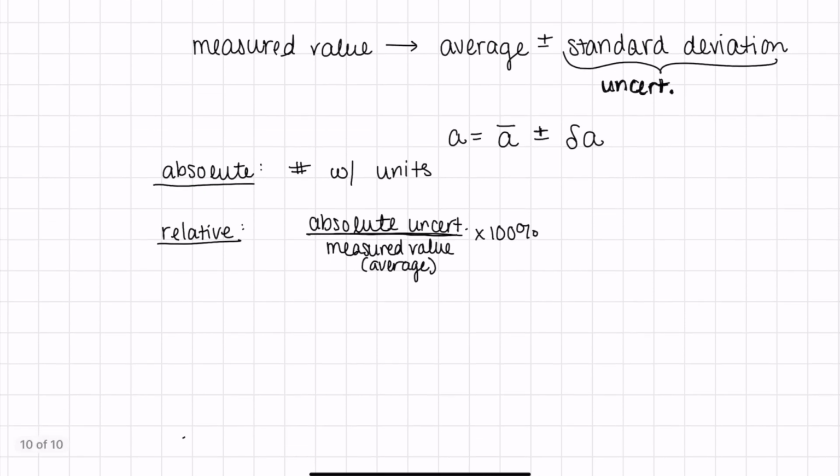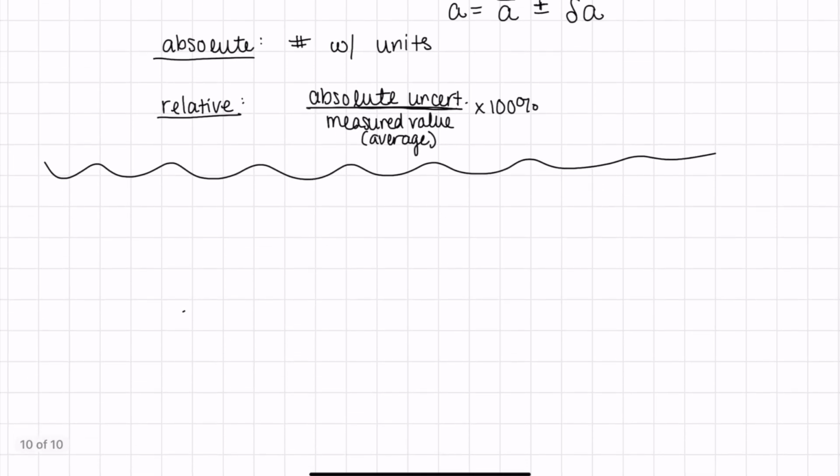Now that we've talked a little bit about what's going on with the measured values, let's see how they work when we put them into calculations. Let's say that we're going to be solving for some calculated value, capital A, which is a function of all of these measured values, little a1, little a2, little a3, and so on. This function can be addition, or any combination of the mathematical operators that we're used to thinking about.